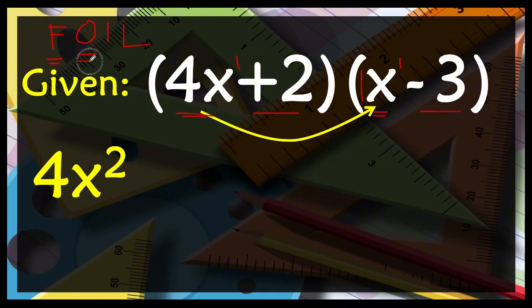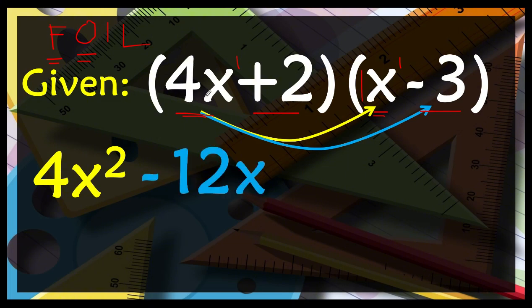Doon naman tayo sa O, yung tinatawag natin outer term. Yung dalawang nasa labas. So, si 4x yun at saka si negative 3. Nasa outer layer or nasa outer the term. Okay? So, that is 4x tsaka si negative 3 naman. So, 4 times negative 3 is negative 12. And then, dahil wala namang x to, just copy x. So, negative 12x. Okay? So, we're done with the outer term.